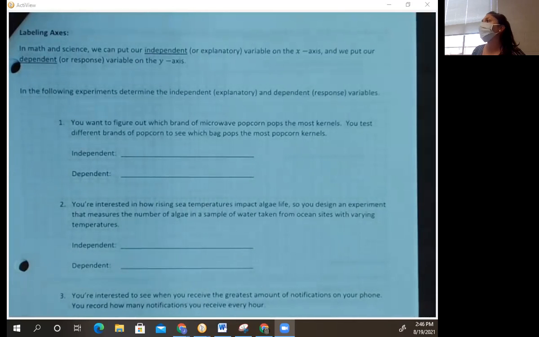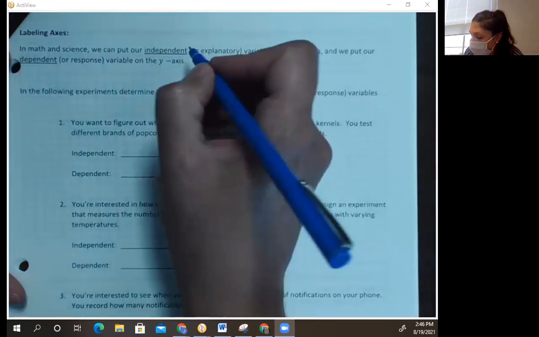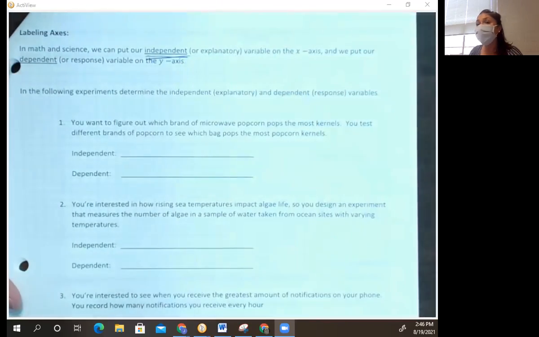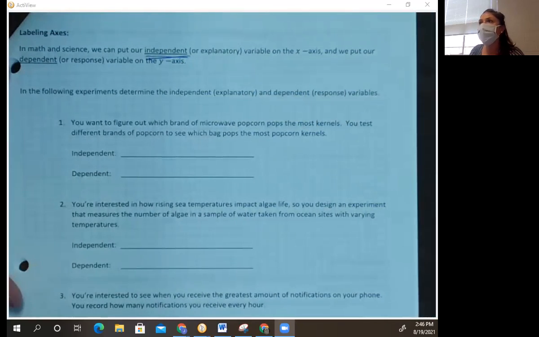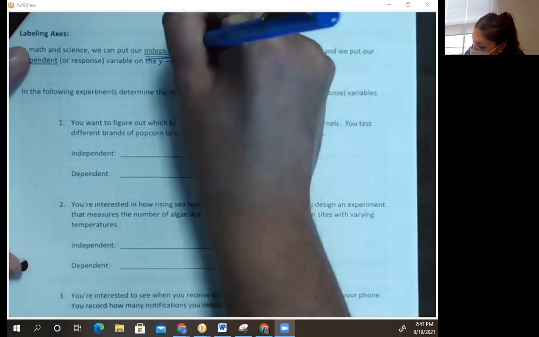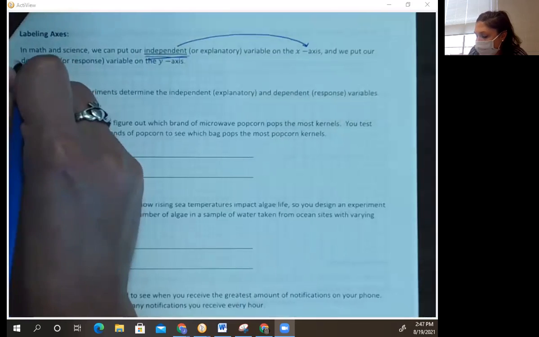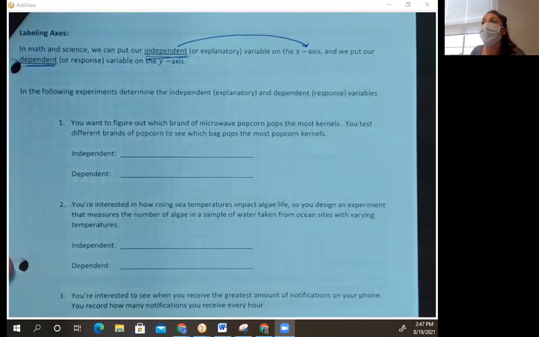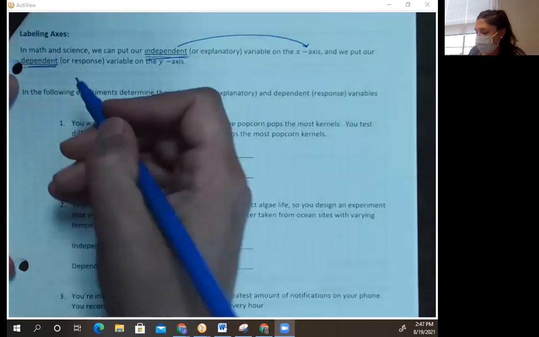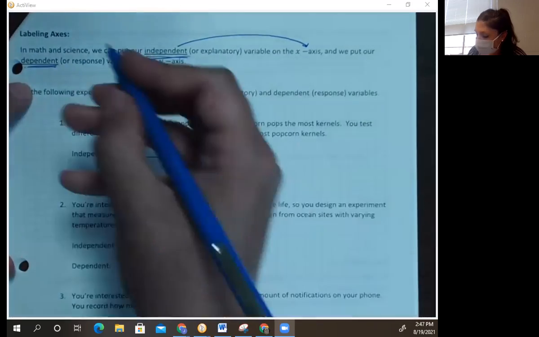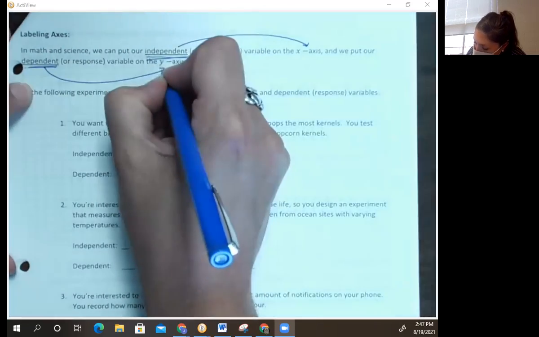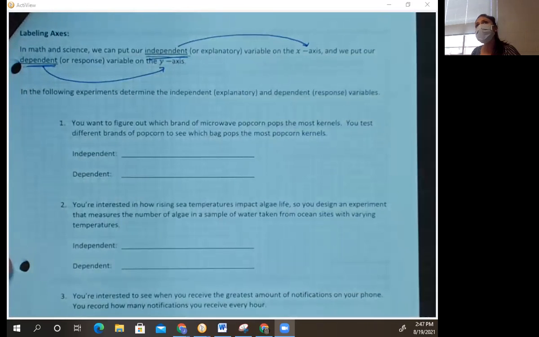And we need to do the same thing in math. So the independent variable, the thing that I get to control, the thing that I'm in charge of or that I manipulate, we put on the x-axis. And the dependent variable, that sort of result or response I get to the changes that I make, goes on the y-axis. So let's take a look at a few examples here.